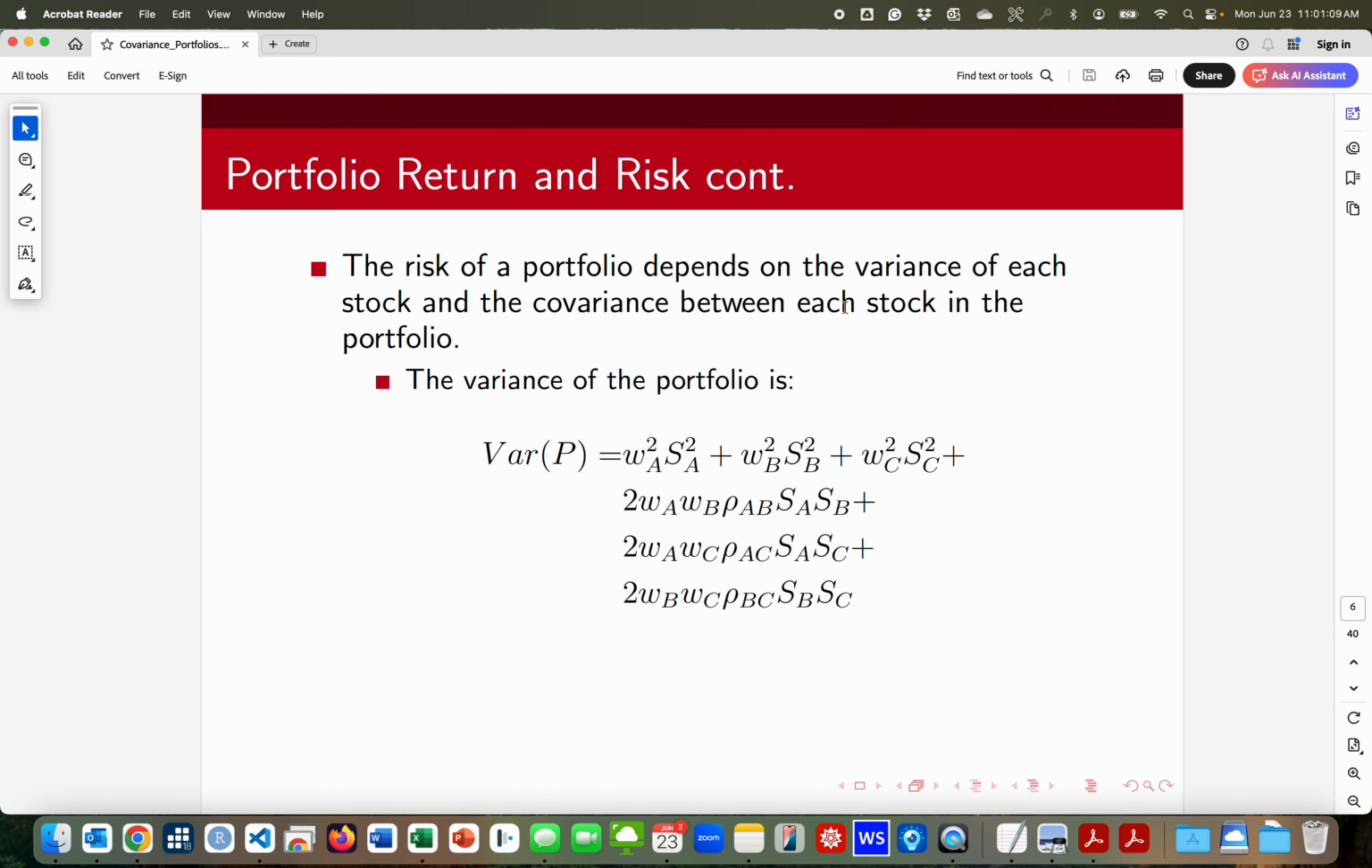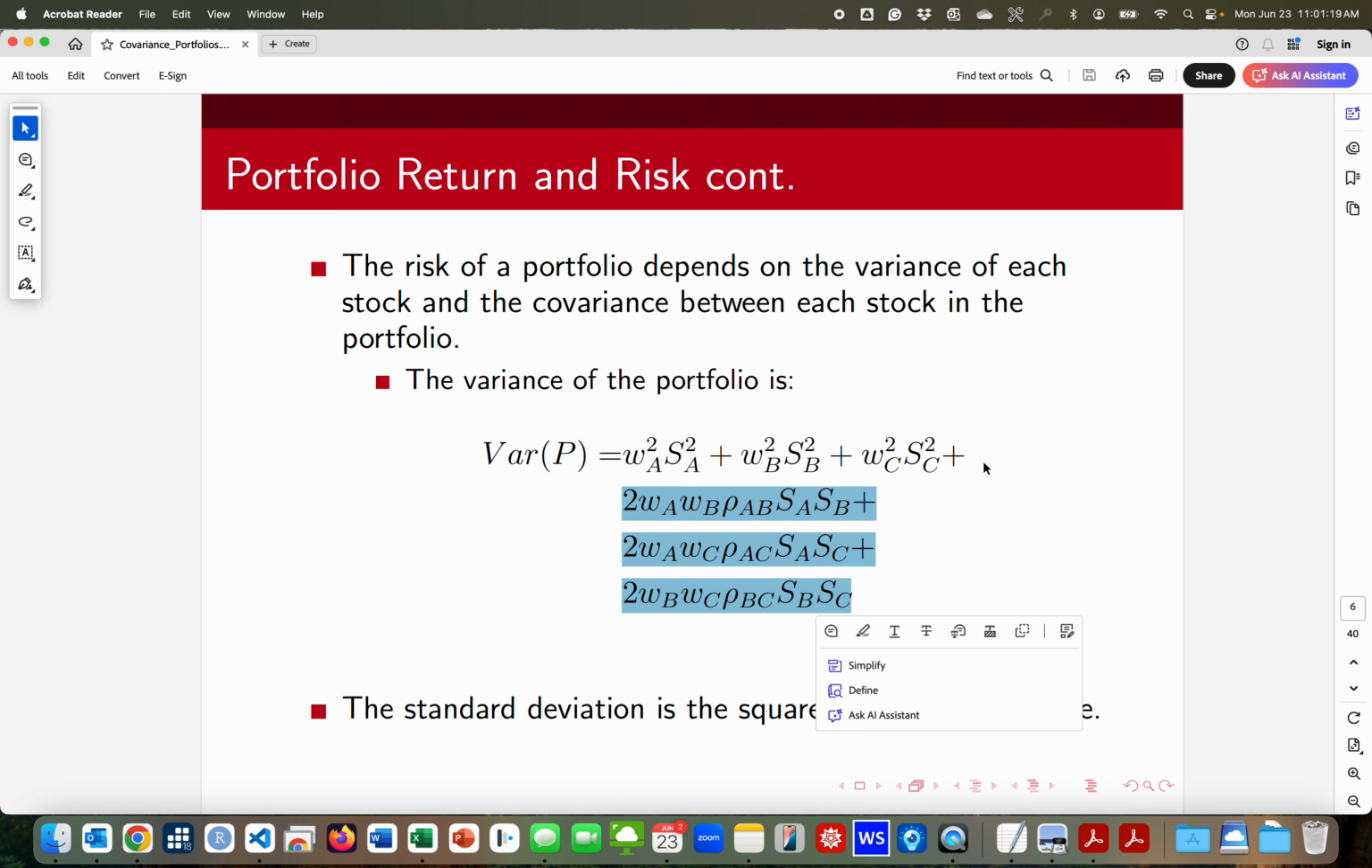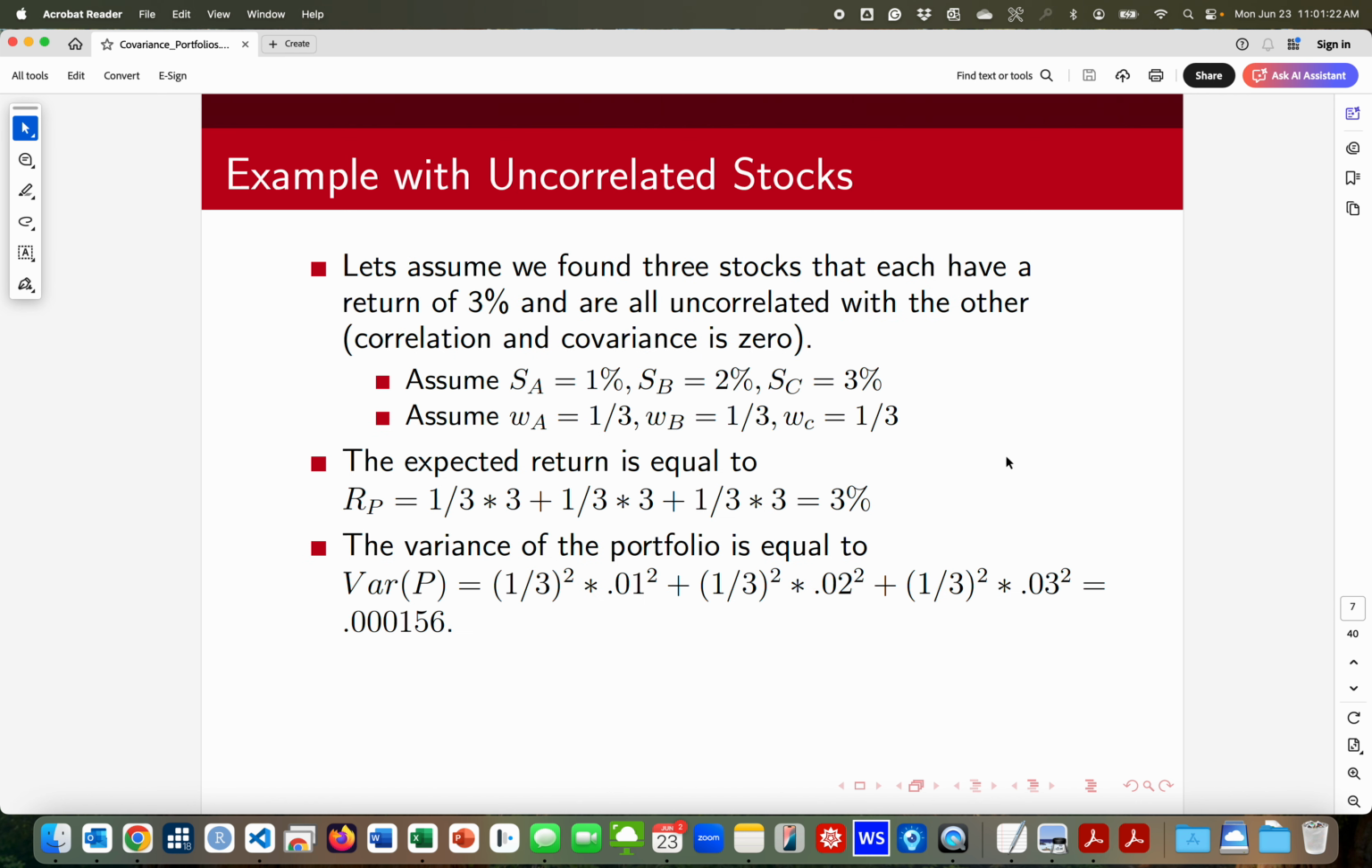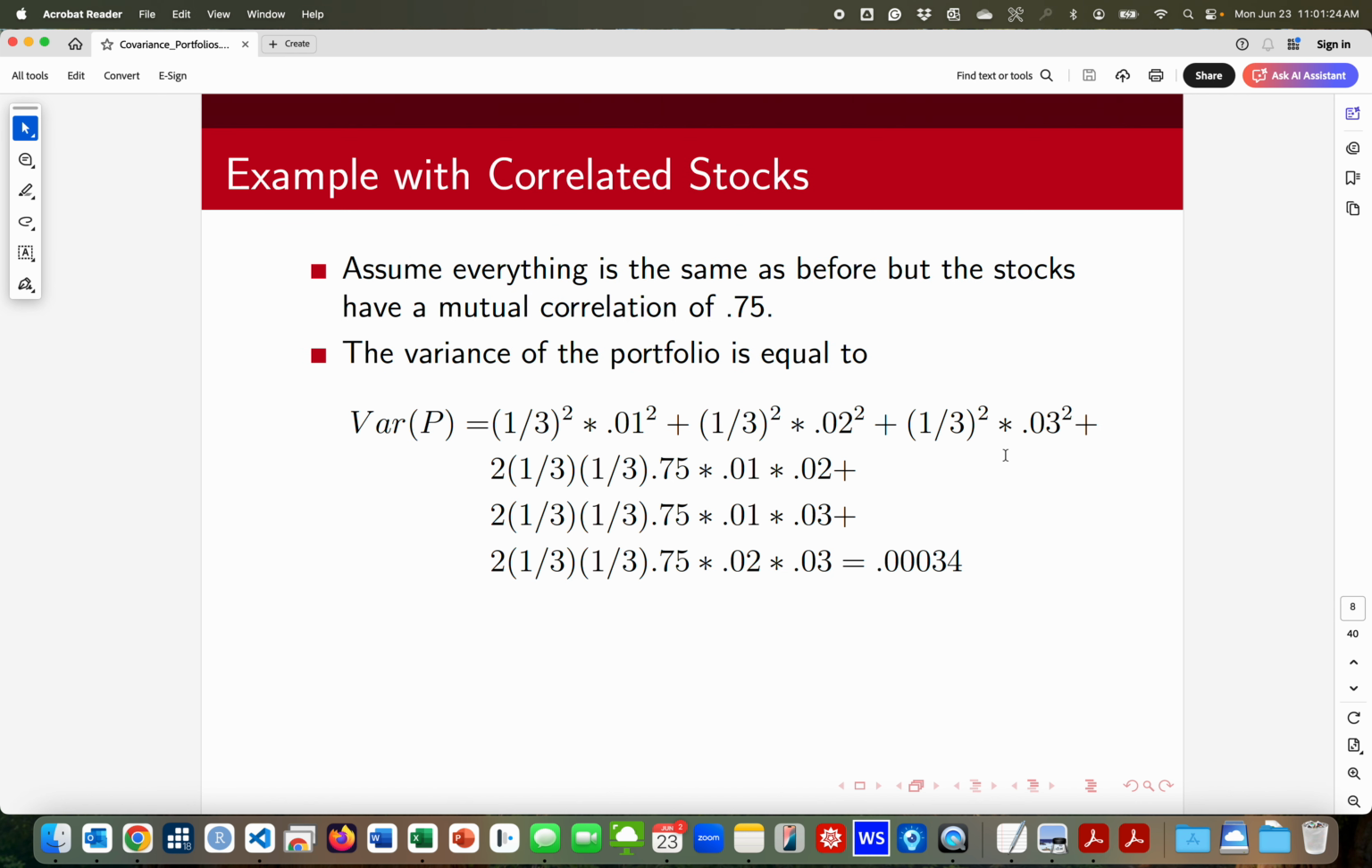So we're going to go back up here, and now we're assuming all of these terms right here, row AB, row AC, row BC, all of those are 0.75. So now we're going to be adding these covariance terms to our portfolio variance. So when we start adding these up, we get a bigger variance, but we also get a higher standard deviation. So the only thing that changed between those two problems is how correlated the things in the portfolio are.